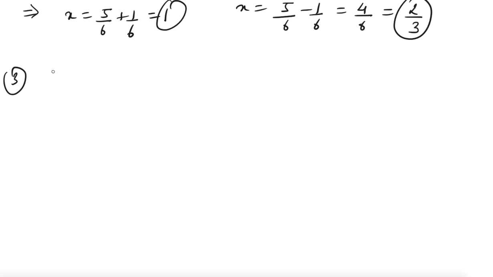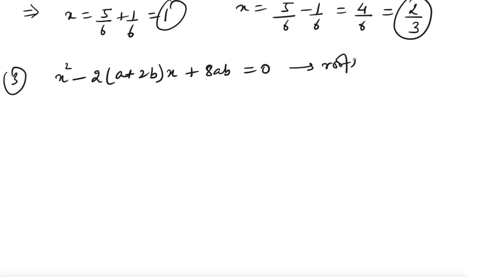So what it is, let the equation be x square minus 2 times a plus 2b x plus 8ab equals 0. This is my equation and I need to find the roots using the method of completion of squares. Again the same logic, completely same logic, nothing different. We'll start with x whole square, minus 2 is already there. I'll put x that is already there into a plus 2b.